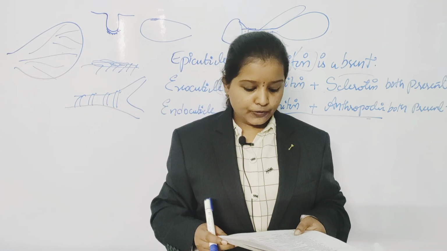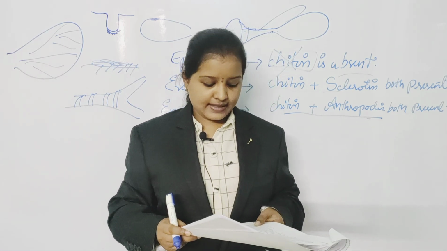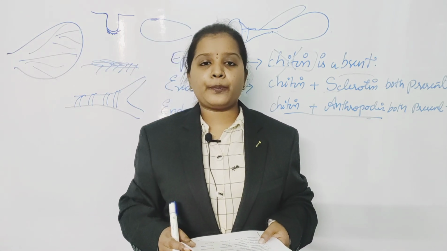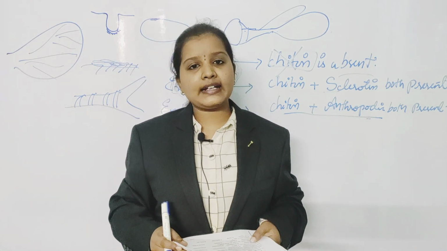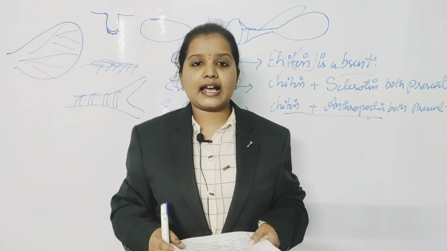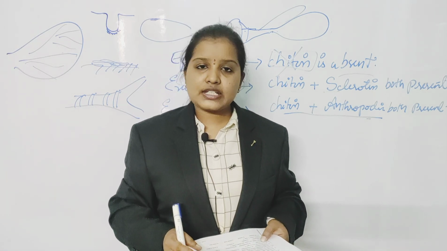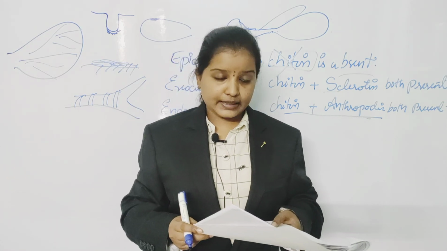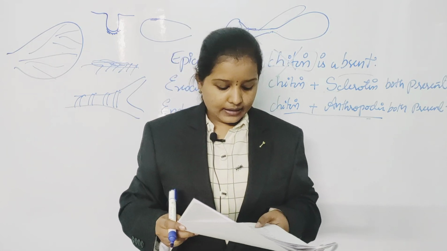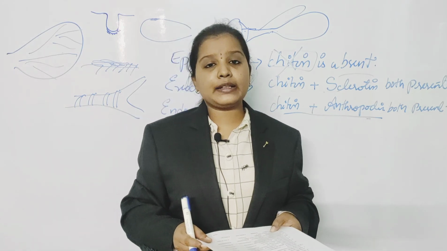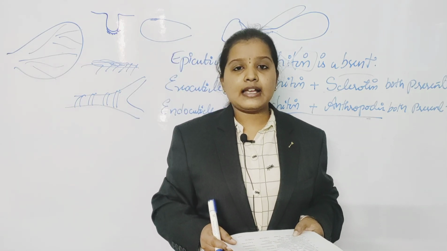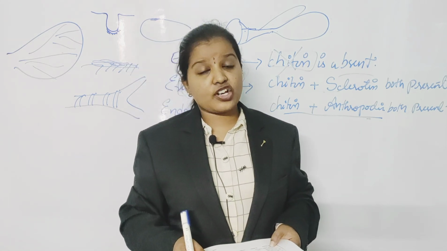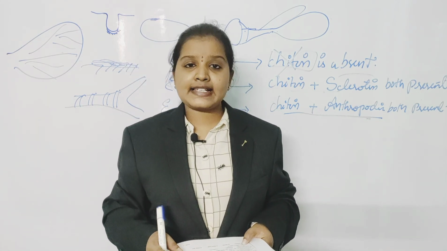Tarsal formula 4:4:4 is seen in which insects? 4:4:4 means that in the foreleg, middle leg and hind leg, the tarsi are 4 segmented. This tarsal formula generally we see in Coccinellidae, that means ladybird beetles. In insect cuticle, the rubber-like elastic protein is known as resilin. This resilin is generally present in the joints of legs and wings.